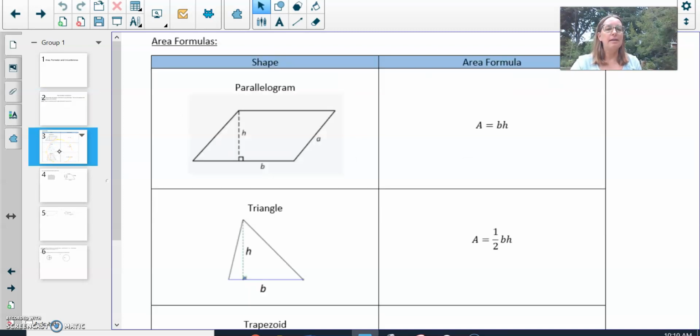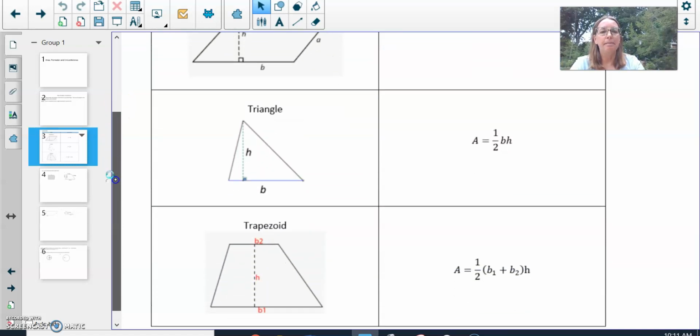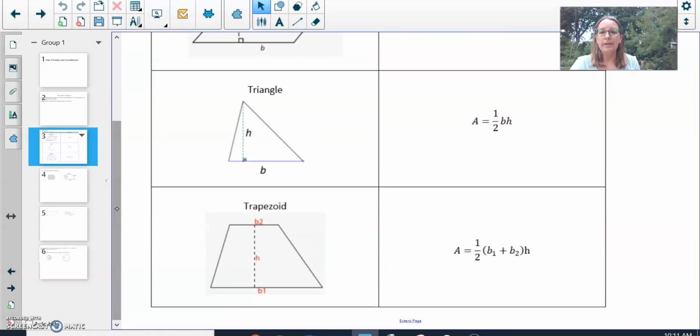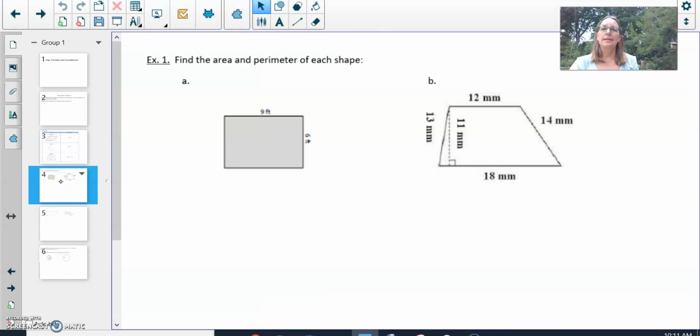So here are some area formulas you should already be familiar with. Area of a parallelogram is base times height. Area of a triangle, 1/2 base times height. Area of a trapezoid, 1/2 times the quantity, base 1 plus base 2, times the height. So let's look at some examples. Find the area and perimeter of each shape.